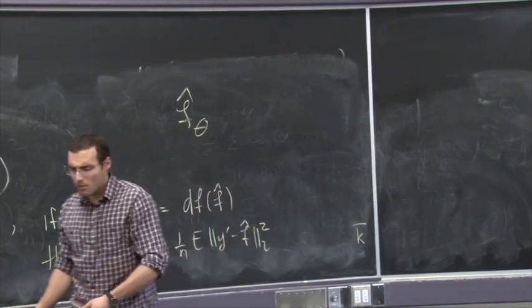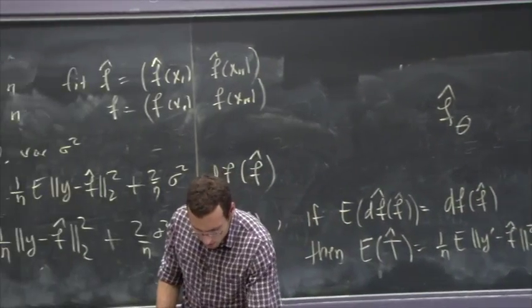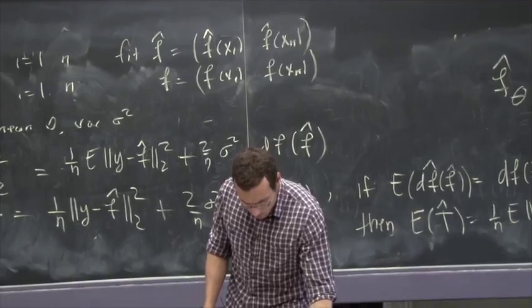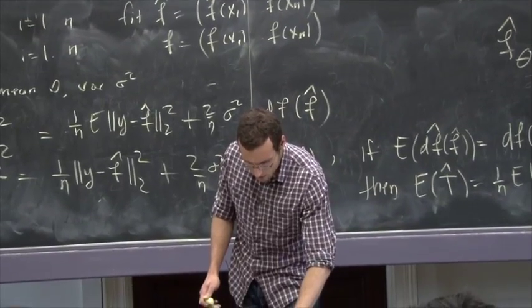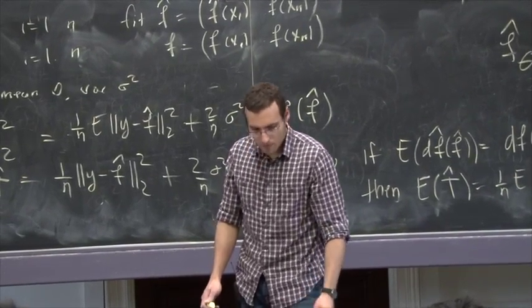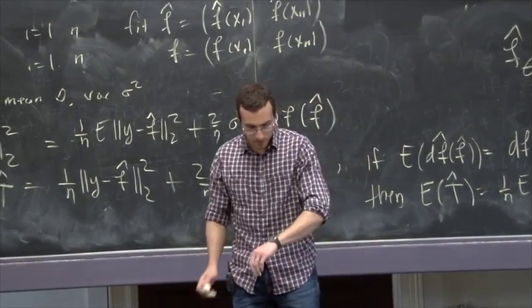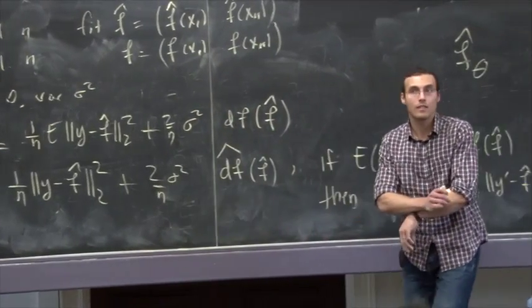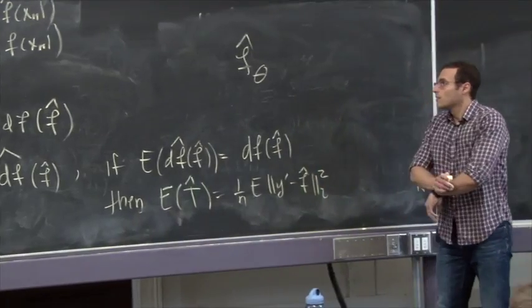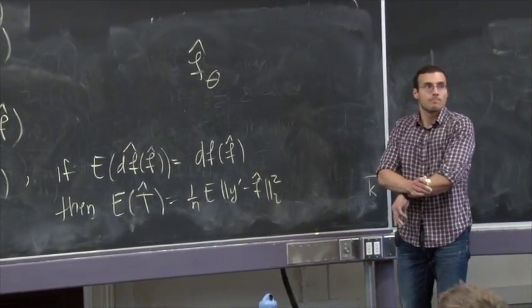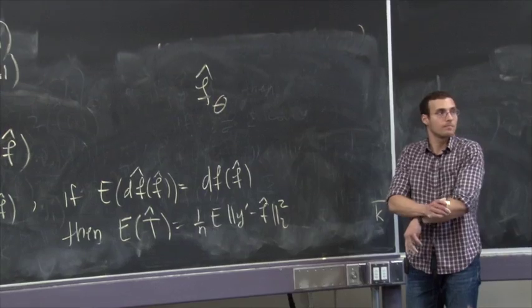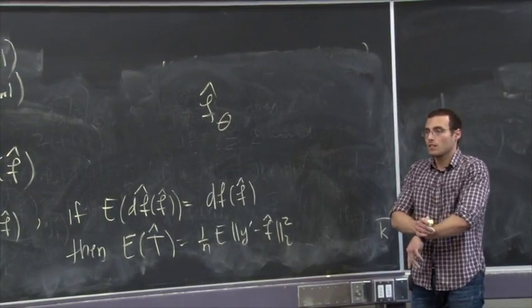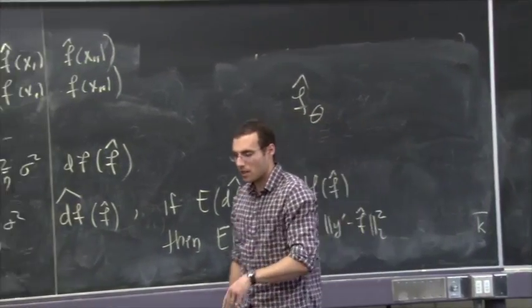Okay, I think we'll come back to degrees of freedom even sooner than Stein's lemma when we talk about linear smoothers in nonparametric regression. Any questions about that? All right, let's take a quick break and then we'll come back and do cross-validation.